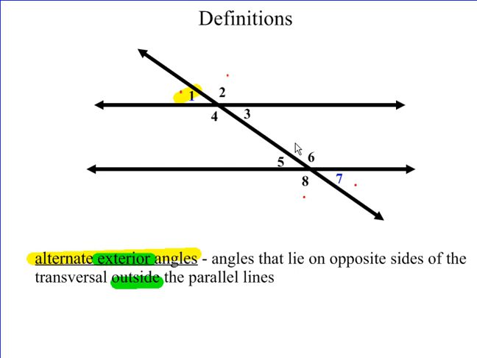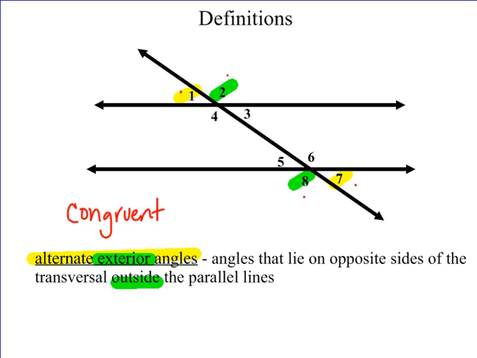So angle 1 is going to alternate with angle 7 on the opposite side of the transversal. The same is true for angle 2 and angle 8. They're on the opposite side of the transversal. So these are also congruent or equal measure angles.